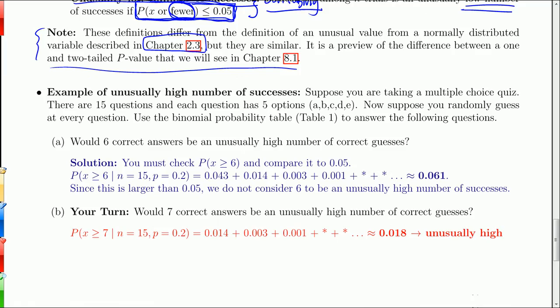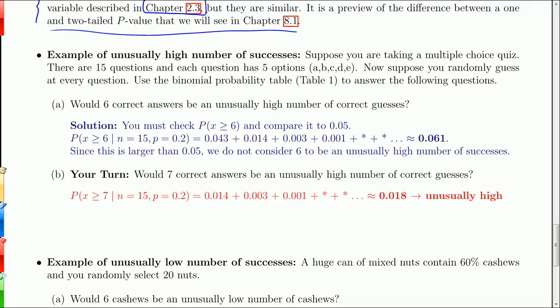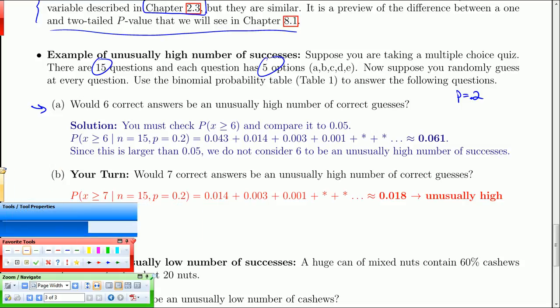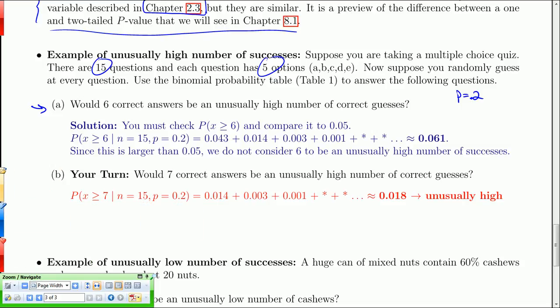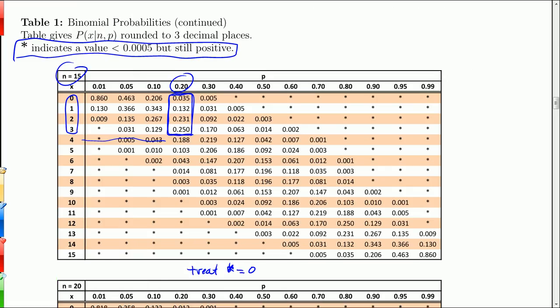Okay. We're going back to our multiple choice quiz. 15 questions, 5 options. So the probability of a single success is 1/5 or 0.2. You're going to randomly guess at every question. We're going to use the binomial probability table to answer the following questions. Would 6 correct answers be an unusually high number of correct guesses? So you have to go to our table, and we're looking at 6 or more.